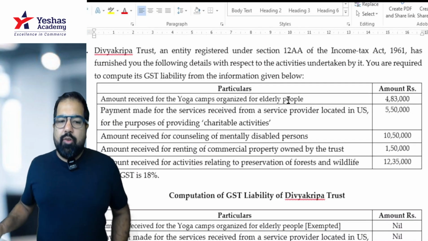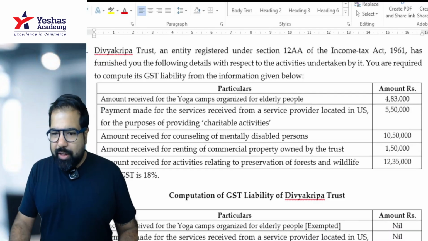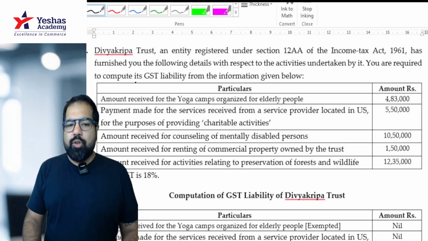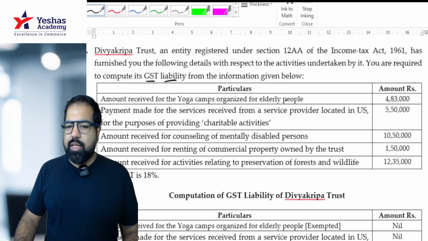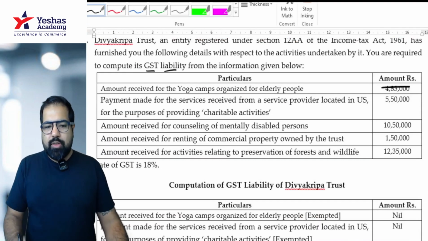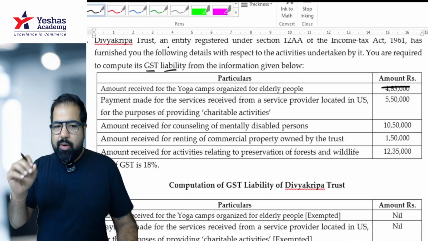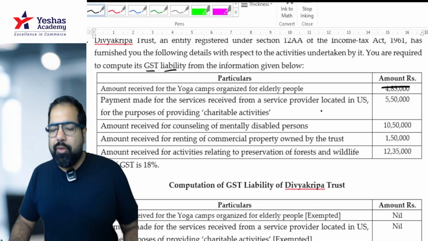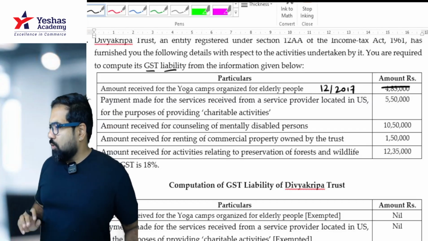Okay. Divya Kripa Trust, an entity registered under section 12AA, now that section has become 12AB of the Income Tax Act, has furnished the following details with respect to the activities undertaken by it. You are required to compute its GST liability from the information given below. Amount received for yoga camps organized for elderly people, this is completely exempt, so you will put amount 0. What you have to do is, you have to write the last line, computation of GST liability of Divya Kripa Trust, particulars amount, and just write exempt under notification 12 of 2017, and in the amount column just put a 0.